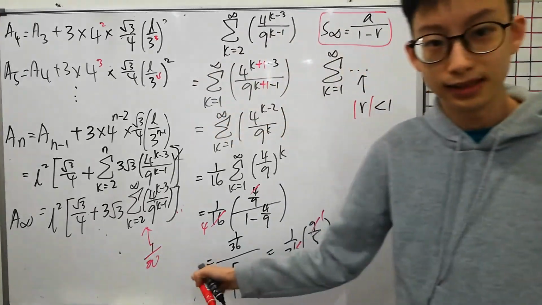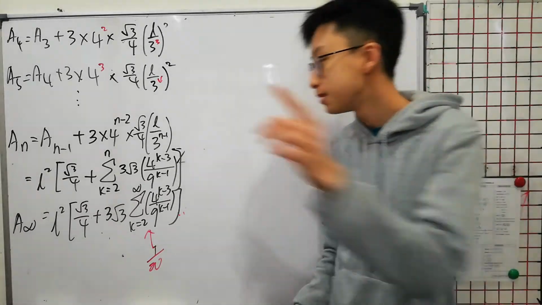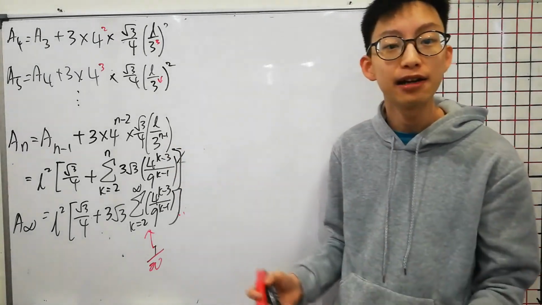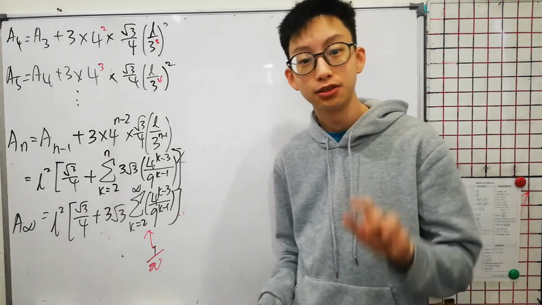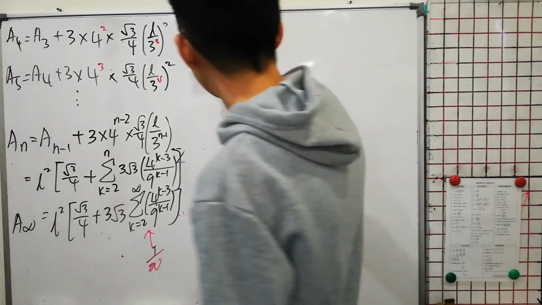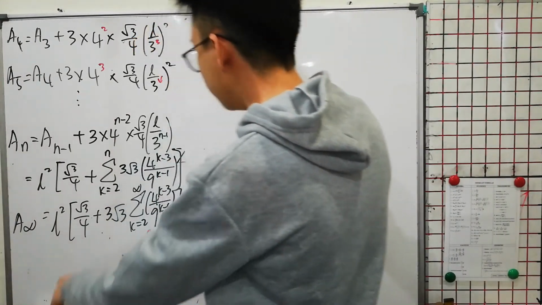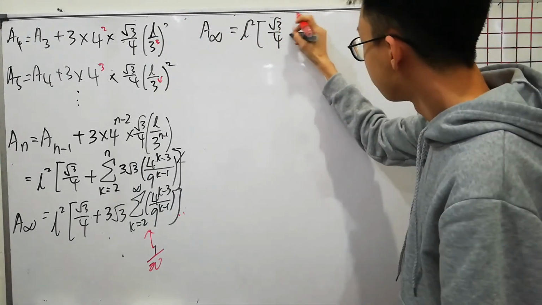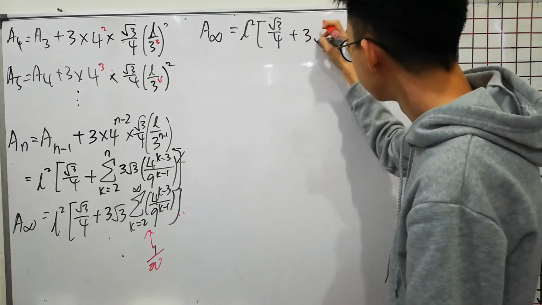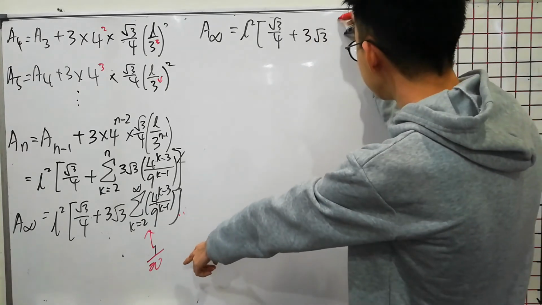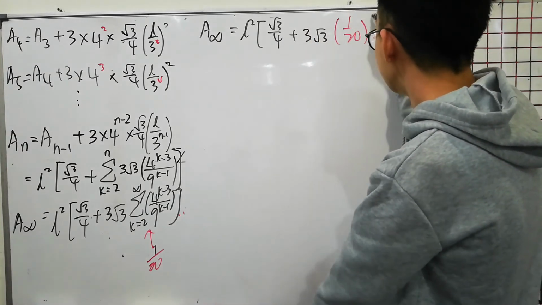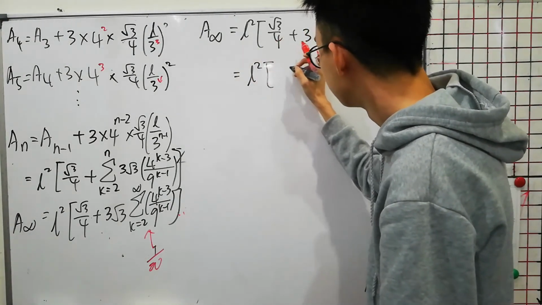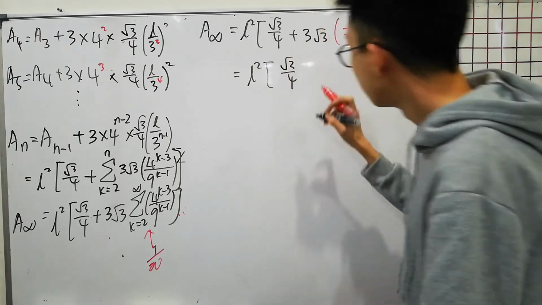Last thing we have to do is to simplify this, and see if we can express it in terms of the area of the first equilateral triangle. Let's do it real quick. Okay, A infinity will be L square root 3 over 4 plus 3 times root 3 of, we know that this is actually 1 over 20, right? Okay, so this will be L square times root 3 over 4.